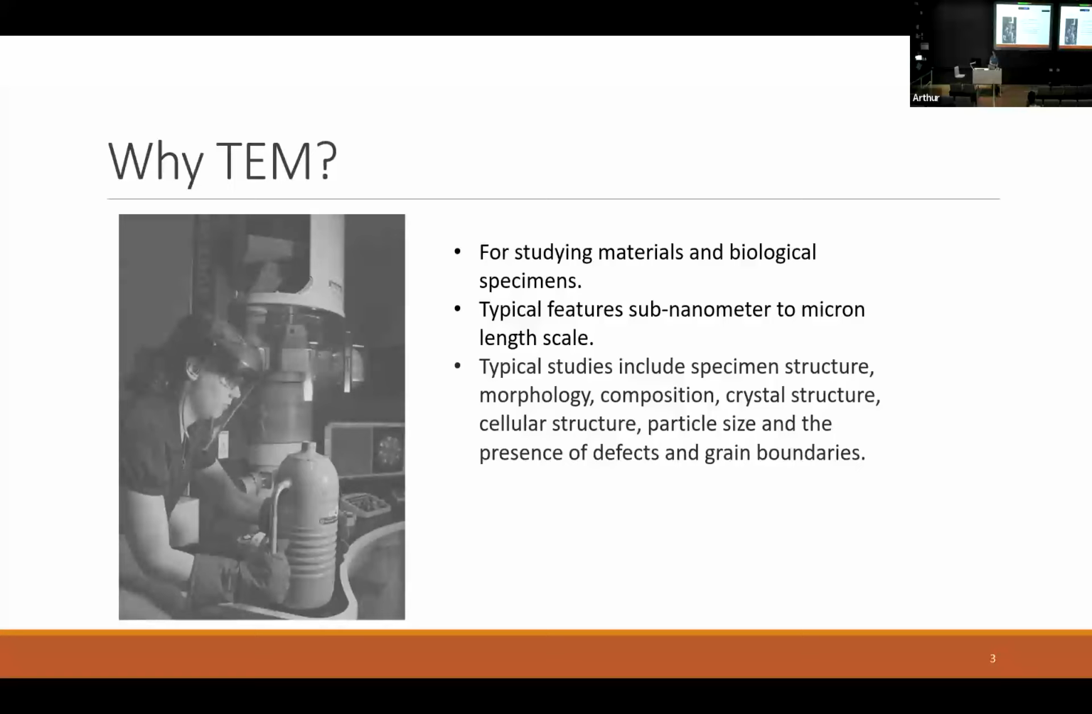The idea is that we have a very thin sample, which is different to an SEM where you've got a bulk sample. In TEM, the transmission means you need a thin sample to get the electron beam through it. Then you use a variety of different imaging and analysis techniques to learn as much as you can about your sample.